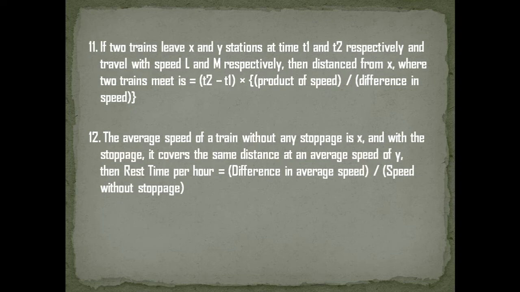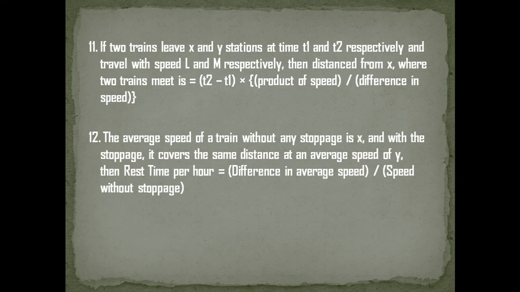So if that is the case, then we can use the formula like this: T2 minus T1, that is the time difference at which the trains have started, into the product of speeds divided by the difference in speeds. So this will give you the distance at which both trains will meet each other, but the condition is they have to start from different stations at different times and at different speeds. Then we can find out at what location or distance they are going to meet each other. For that we should take the formula as T2 minus T1 into product of speeds by difference in speeds.